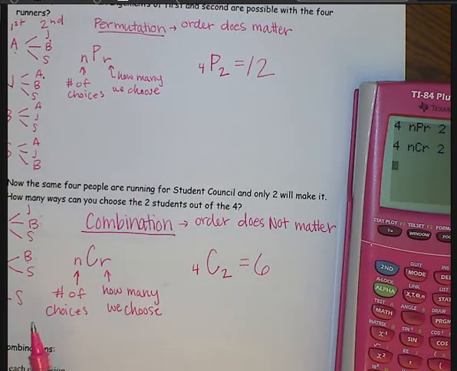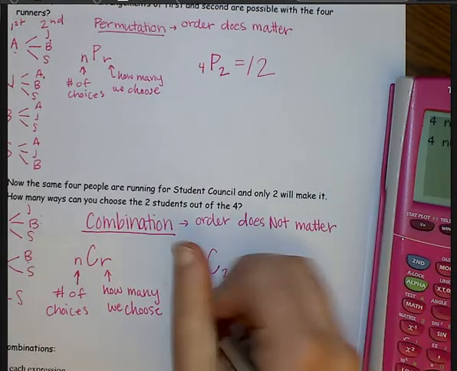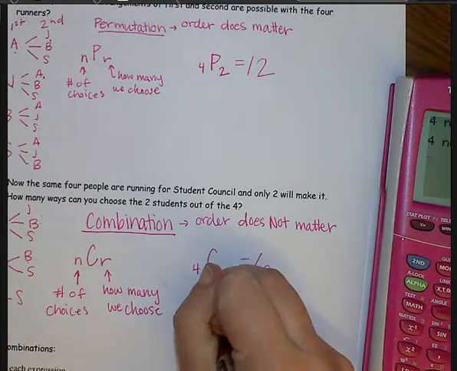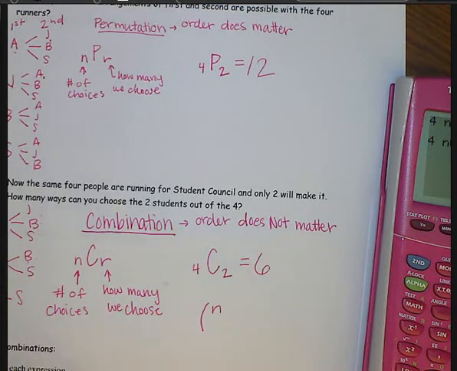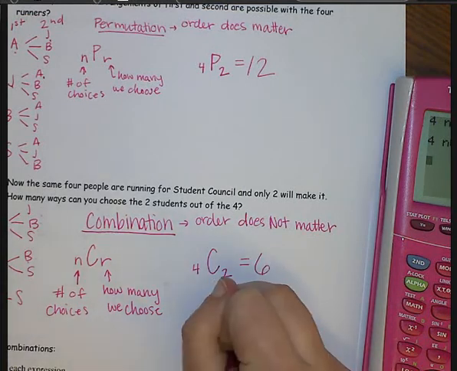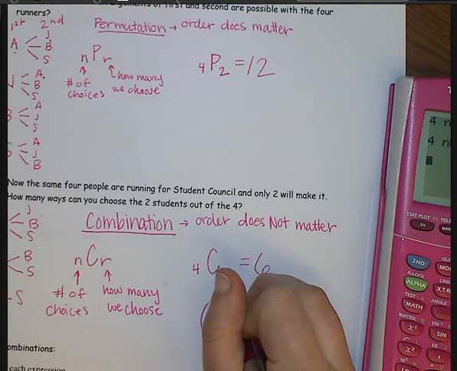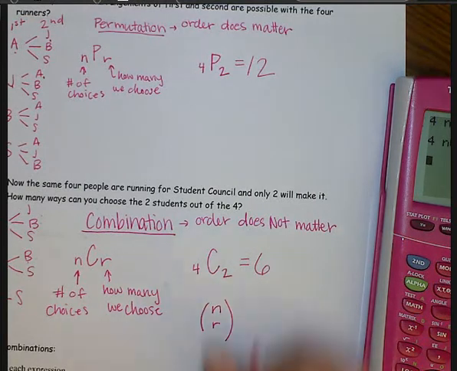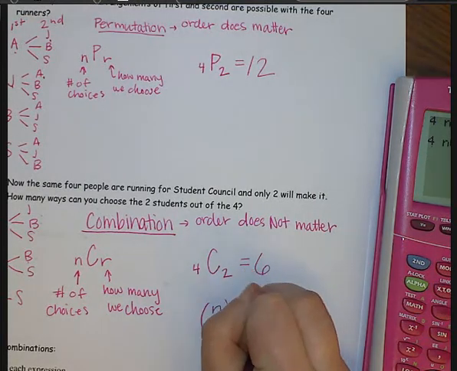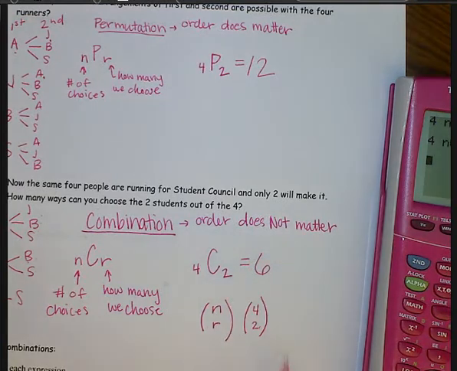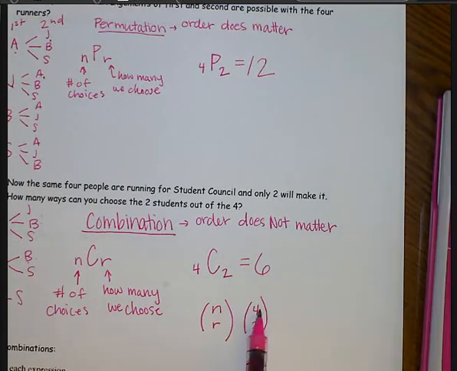Okay? Another way of writing this is if we put our n on top and our r on bottom. So in this case, we would write it as 4 choose 2 in parentheses, with 4 on top for our n and 2 on bottom for our r. Okay, that means the same as 4 choose 2, or 4 and then the combinations by choosing 2 choices.